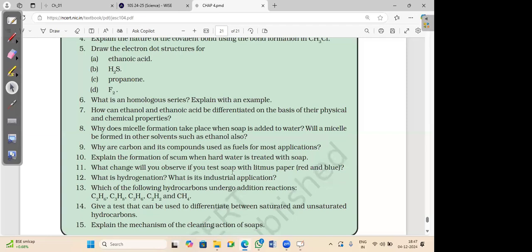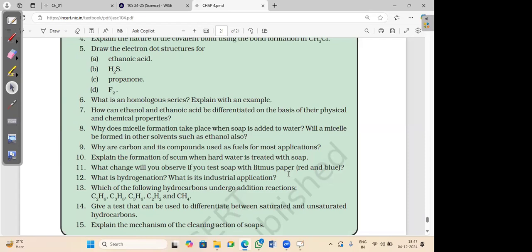What change will you observe if you test soap with the litmus paper? Blue. So is the soap acidic or basic in nature? Soap is basic in nature. So it will give you a positive test with the basic indicator, which is it will turn the red litmus to blue.